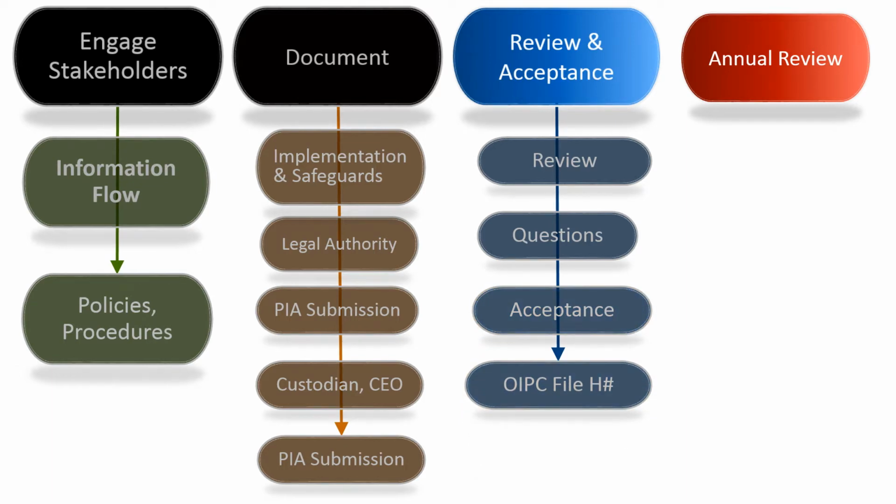will receive a file number, sometimes called an H number, that demonstrates that that PIA has been accepted by that commissioner's office. Now, many people in Alberta will ask you if your PIA has a corresponding file number or an H number, and this is the process to get there.